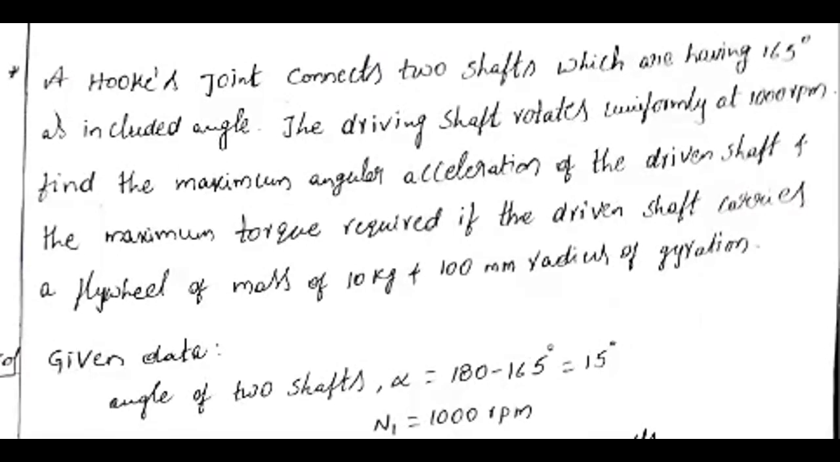The included angle is given. The angle of the two shafts, alpha, equals 180 minus the included angle of 165, which equals 15 degrees. The angle of the two shafts is 15 degrees.